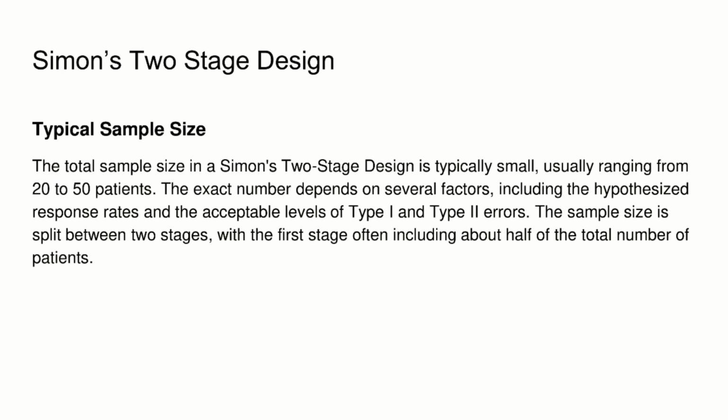Typical sample size. The total sample size in a Simon's two-stage design is typically small, usually ranging from 20 to 50 patients. The exact number depends on several factors, including the hypothesized response rates and the acceptable levels of type 1 and type 2 errors. The sample size is split between two stages, with the first stage often including about half of the total number of patients.